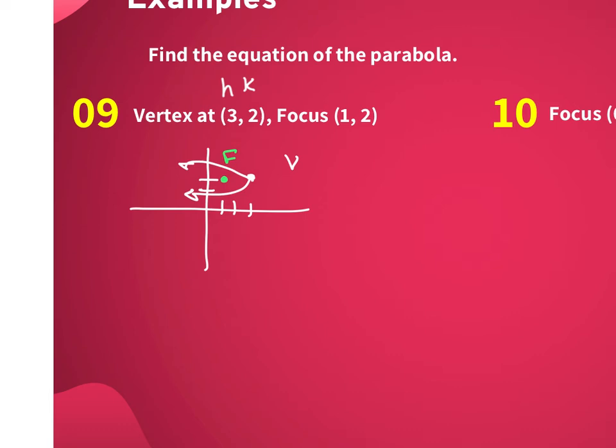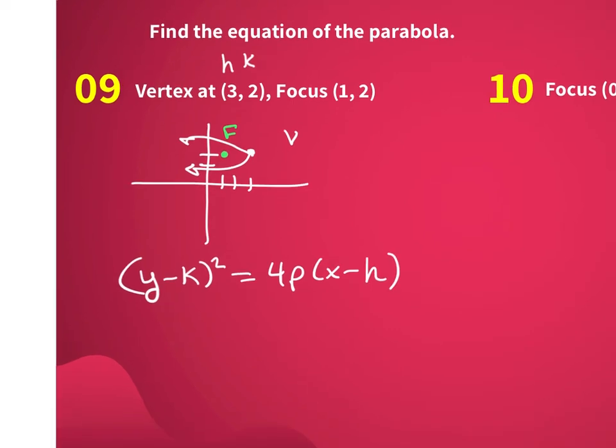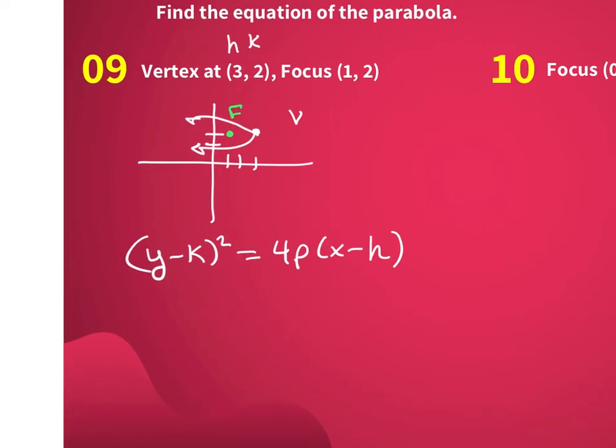This tells me the equation I'm using is y minus k squared equals 4p x minus h. Now, I can also get my p-value. Once I figure out p, I just have to replace the k, the p, and the h, and then multiply 4 times p. So it's opening to the left. So this tells me my p is negative. And again, because I have a visual, I can see that the focus is 2 spaces away. So my p is going to be -2.